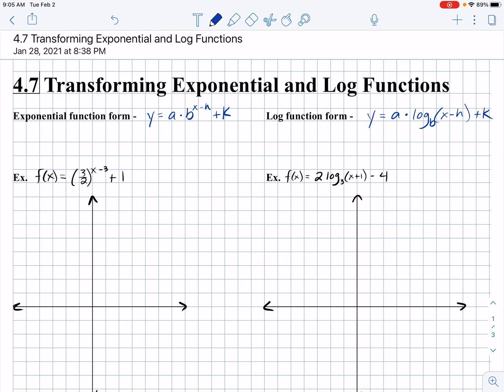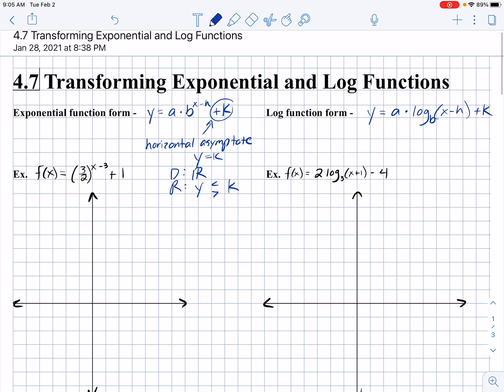All right, a couple important things to identify here. One really important piece, the k value. This is your horizontal asymptote, which is at y equals k. Domain for an exponential function is always all real numbers, and then range is y is greater than or less than k, depending on if you're above or below.